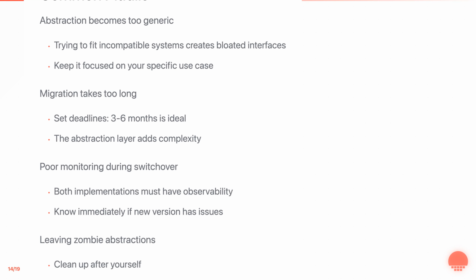Let's cover what actually goes wrong. The biggest trap: designing the perfect universal abstraction that tries to make incompatible systems look identical. Keep it surgical, just what you need to migrate. Second issue: migrations that drag on for a year. Set a hard deadline, 3 to 6 months max, because that abstraction layer isn't free. Instrument everything during the switchover. You need real-time metrics proving the new implementation works. Finally, delete the abstraction when you're done. I've seen codebases littered with zombie layers from migrations that finished years ago.